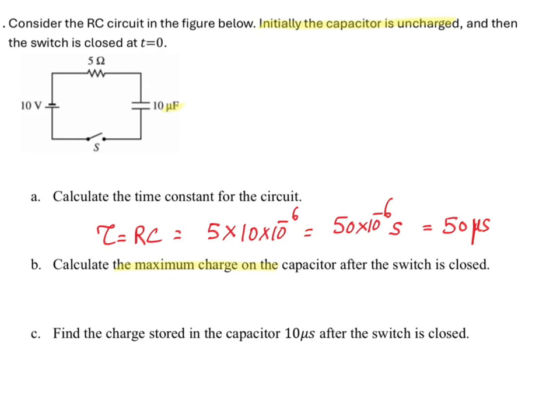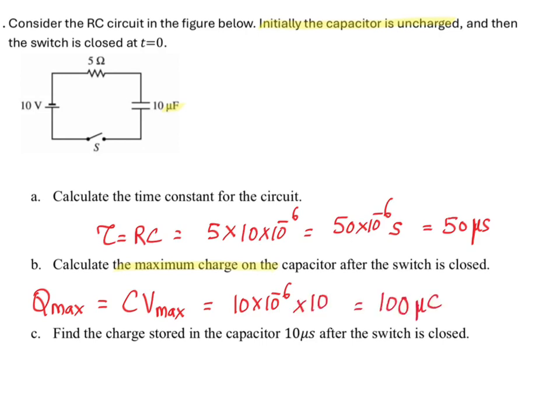Then it's asking what's the maximum charge on the capacitor after the switch is closed. Maximum charge, the formula is C V max. C is 10 times 10 to the power negative 6. V max is the battery voltage, which is 10 volt. And we can get the answer for Q max, which is 100 microcoulomb.